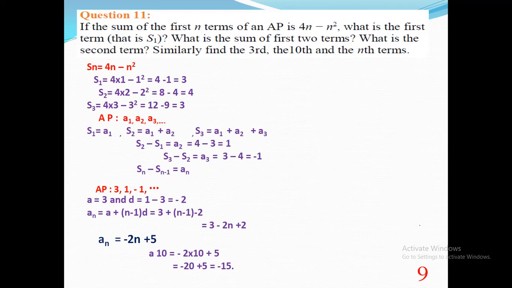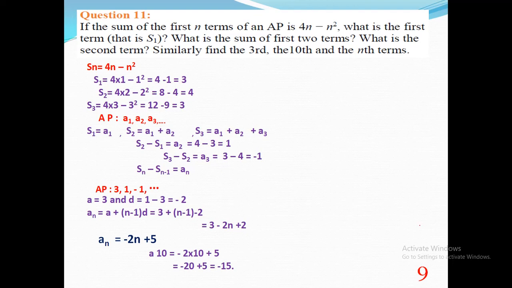If the sum of first n terms of an AP is 4n minus n square, what is the first term? What is the sum of first two terms? What is the second term? Similarly, find the third and 10th term, and nth term. This is the question. It is a typical question, very important also.